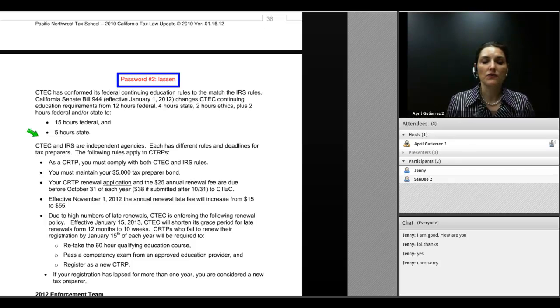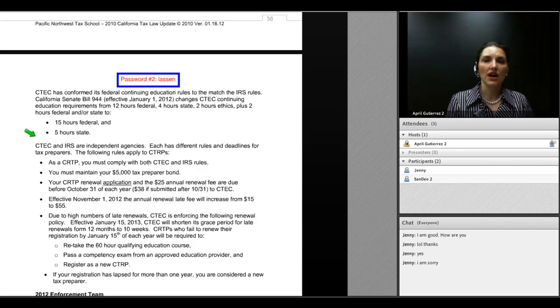What this means is that if you meet the federal requirement for federal hours, you will have met the 15-hour requirement at the federal level. Of course, the federal is demanding 10 hours of federal law, 3 hours of updates, and 2 hours of ethics. So California no longer feels it's necessary to specify ethics because the federal is already specifying ethics. California is just trying to keep it simple by saying 15 hours federal and 5 hours state.